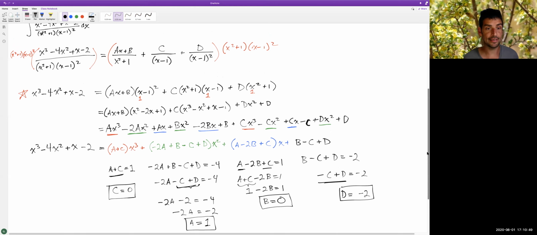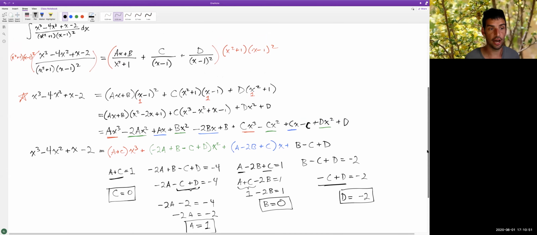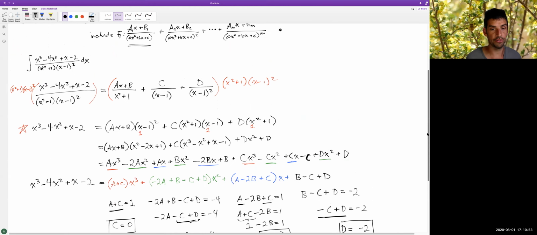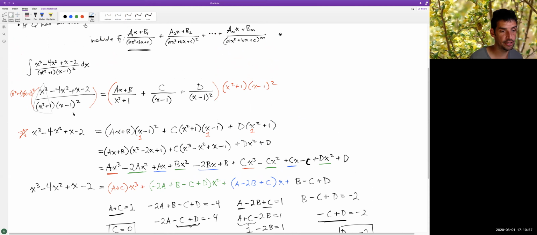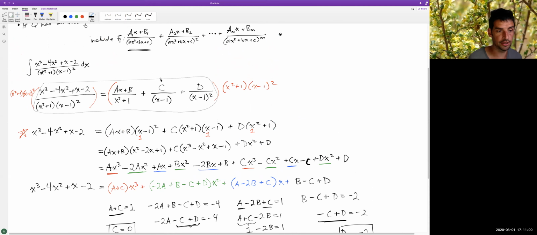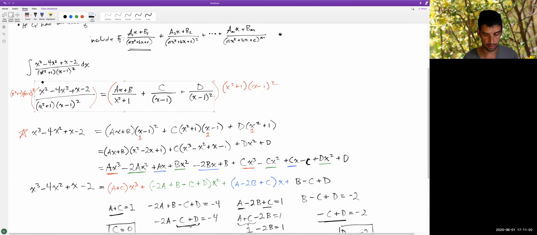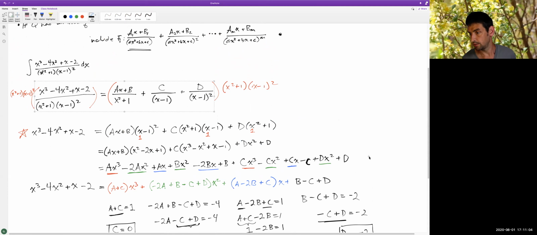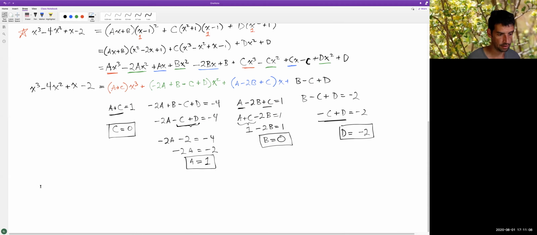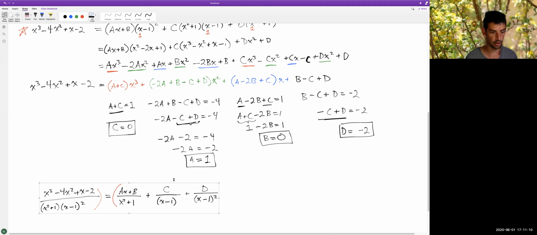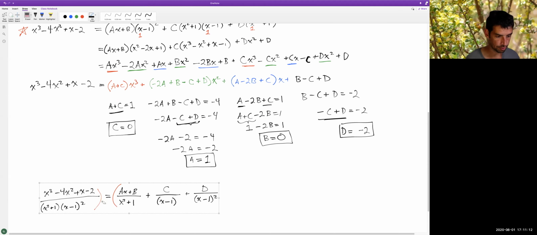In any case, now we have our coefficients for our expression. So let's go ahead and put those in. Let me just copy this so I can put those in. So let's see. All right, get rid of those stray marks.